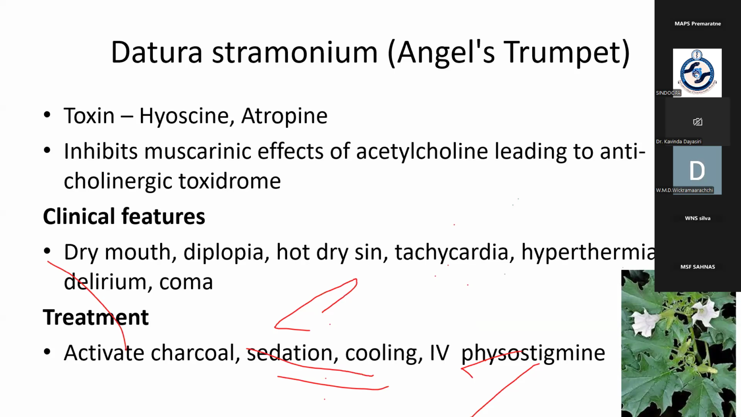So for all plant poisons, there is a place for activated charcoal and gastric lavage, and the toxidrome this plant causes is the anticholinergic toxidrome. So it can cause delirium. Delirium can be managed with sedation, IV diazepam. It causes hyperpyrexia, so active cooling may be indicated, and the antidote is physostigmine.